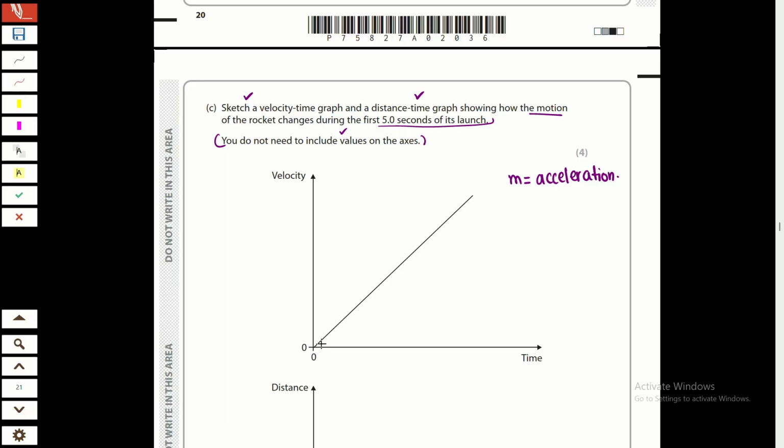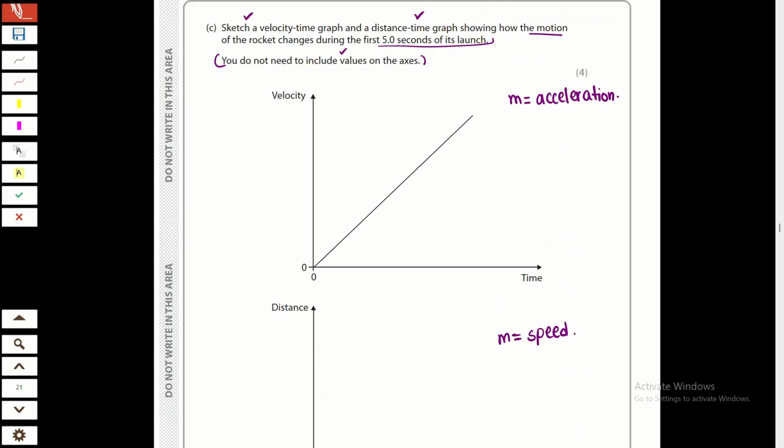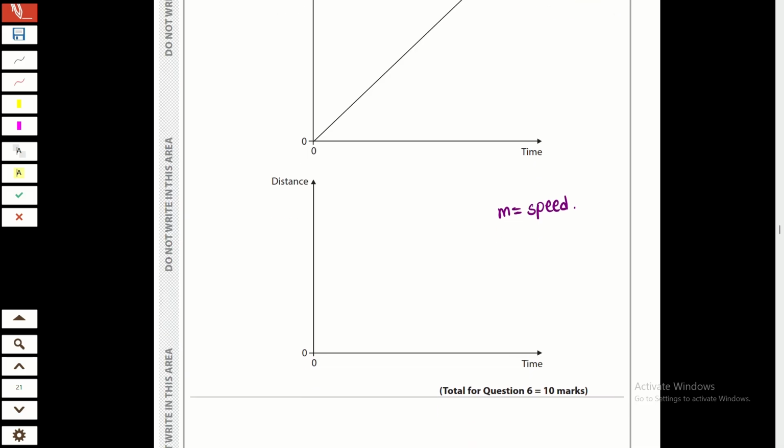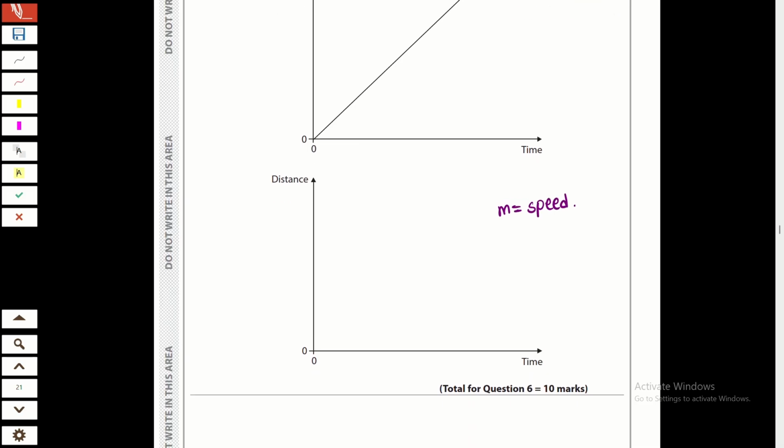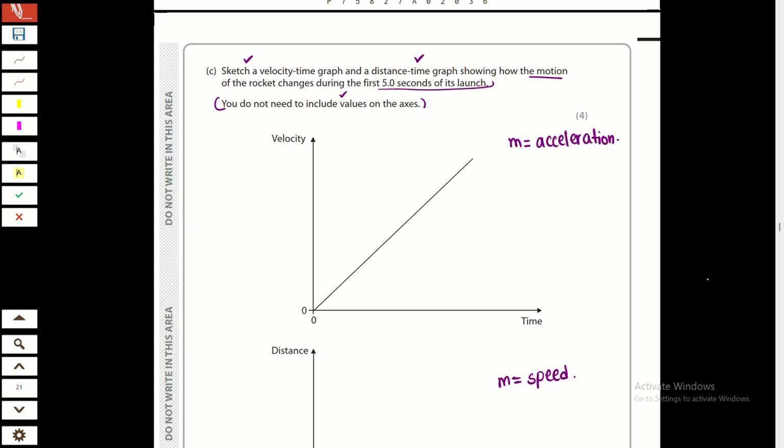Since the gradient is constant, the shape of the graph is basically a straight line. As the gradient is positive, the line is moving upwards, and it will be a straight line passing through the origin. So this would be the shape of your velocity time graph. In case of the distance time graph, the gradient of the distance time graph is basically velocity or speed. In this case, speed and velocity actually mean the same thing. So the gradient of the distance time graph can be speed or velocity.